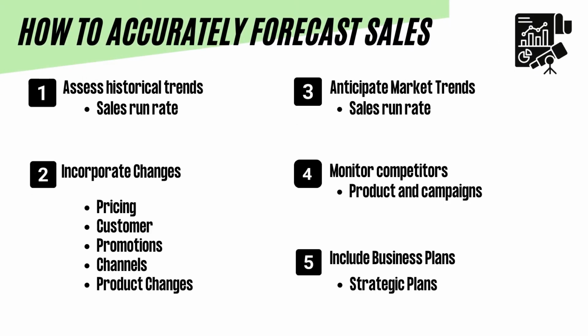How to accurately forecast sales. Number 1. Assess historical trends. Examine sales from the previous year. Break the numbers down by price, product, rep, sales period, and other relevant variables. Build those into a sales run rate, which is the amount of projected sales per sales period. This forms the basis of your sales forecast.